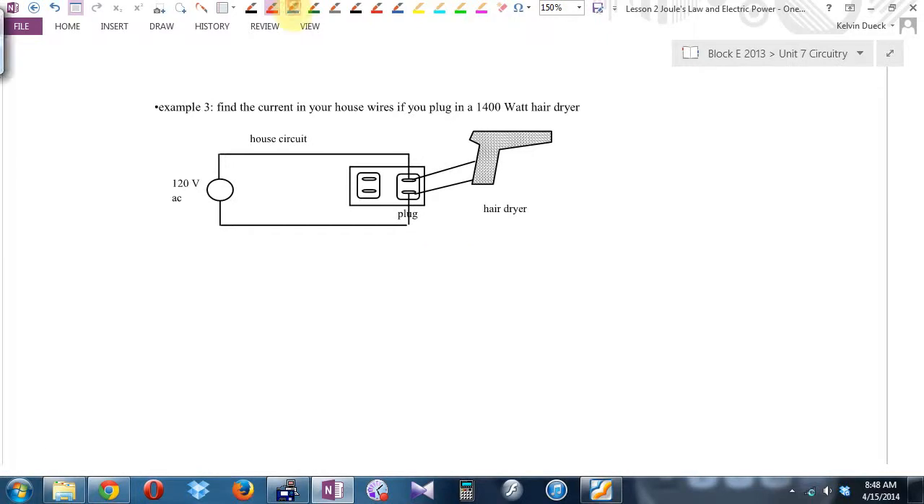Example 3. Find the current in your house wires if you plug in a 1400 watt hair dryer. Okay? The two big equations that we have, the ones that you're going to be flogging over and over, are Ohm's law and Joule's law. Grand total, how many variables do you see in these two equations? 4. The rule is, in any circuit, if you know 2, you know 4. If I tell you any 2 of those, you can, using those 2 equations, find all 4. Okay? If I know 2, I know 4.